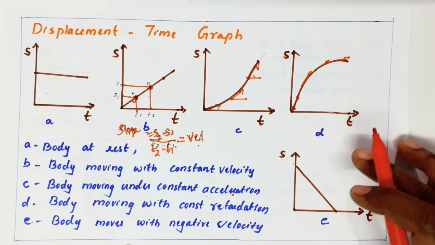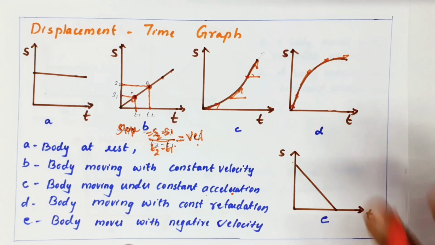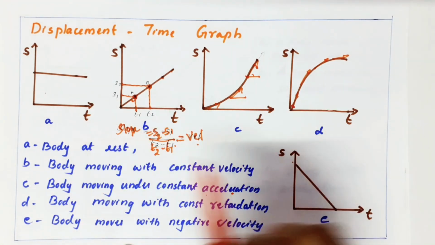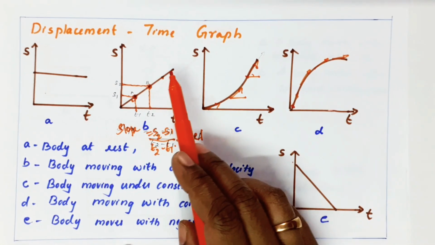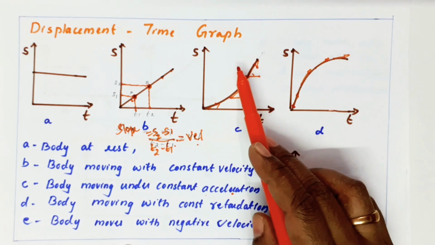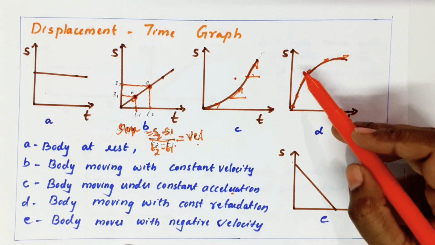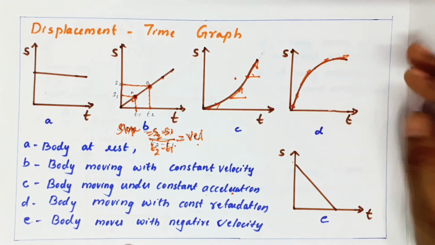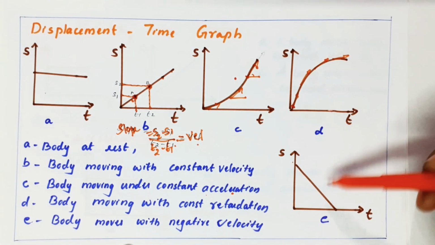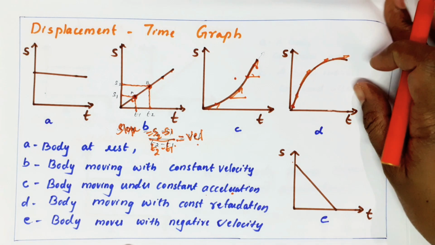So they can ask graphical questions. You should have a fundamental idea about these graphs: body at rest, body moves with constant velocity, body moves under constant acceleration, body moves under negative acceleration, which means constant retardation. The last graph is for a body moving with negative velocity.